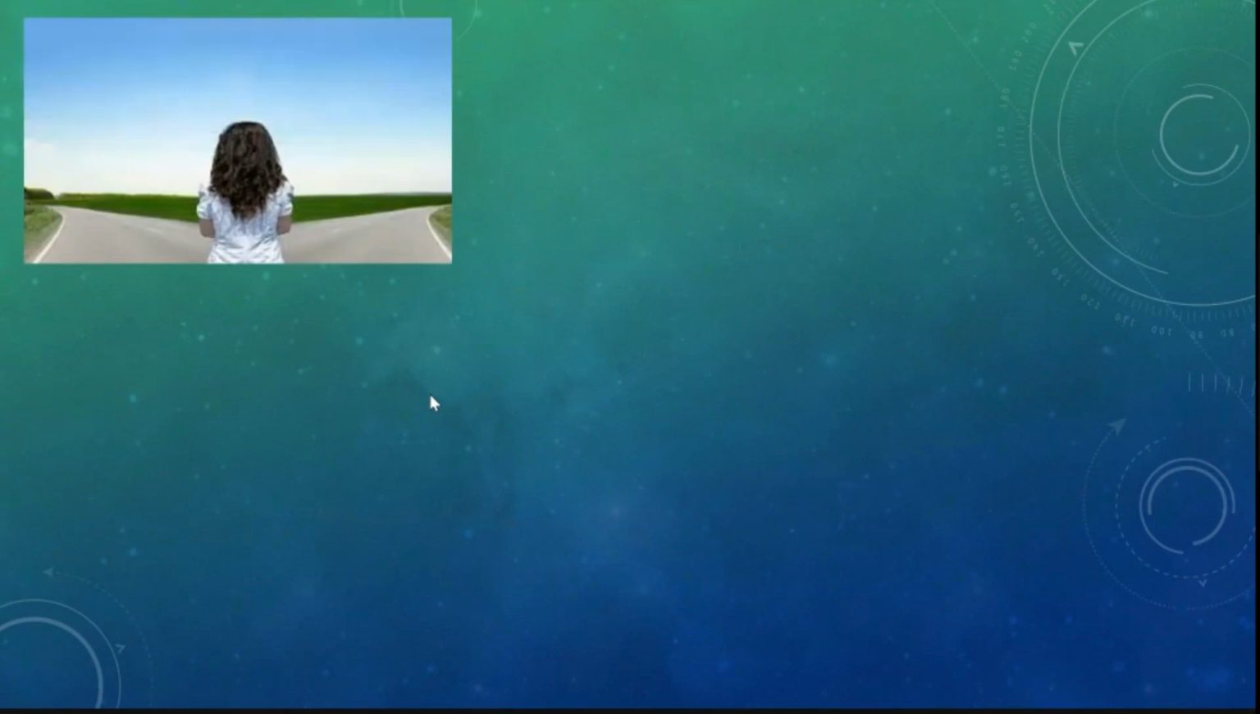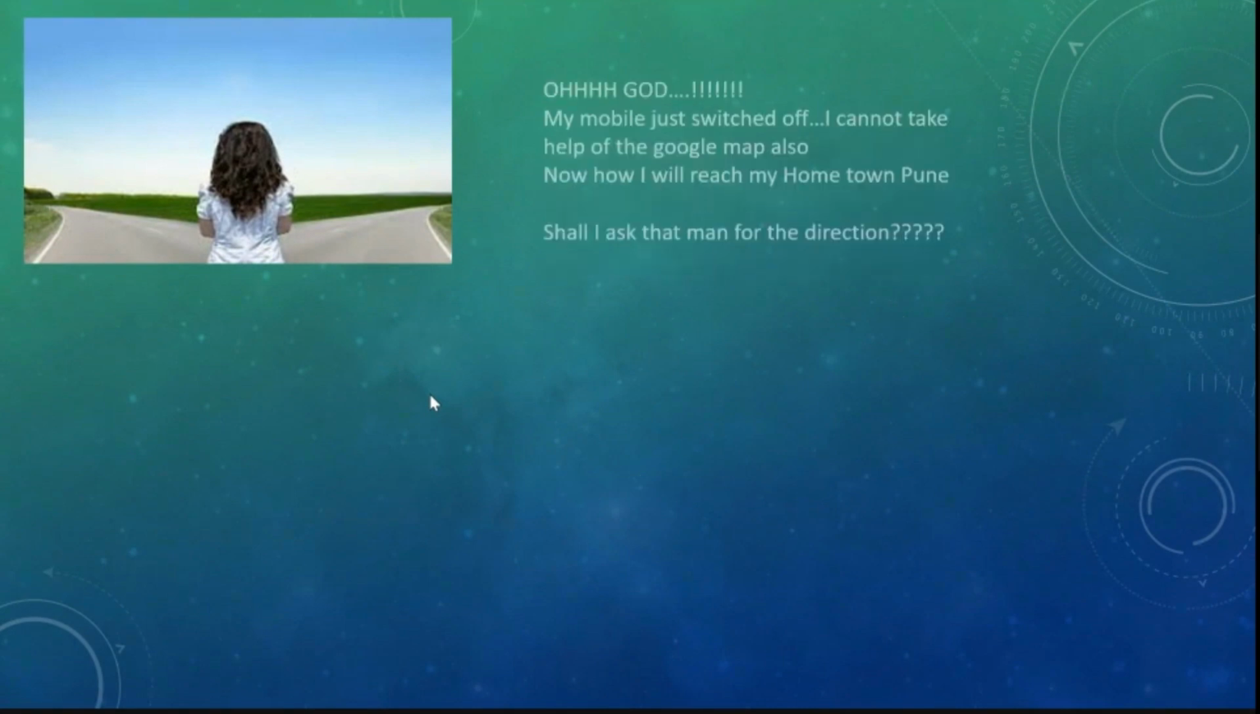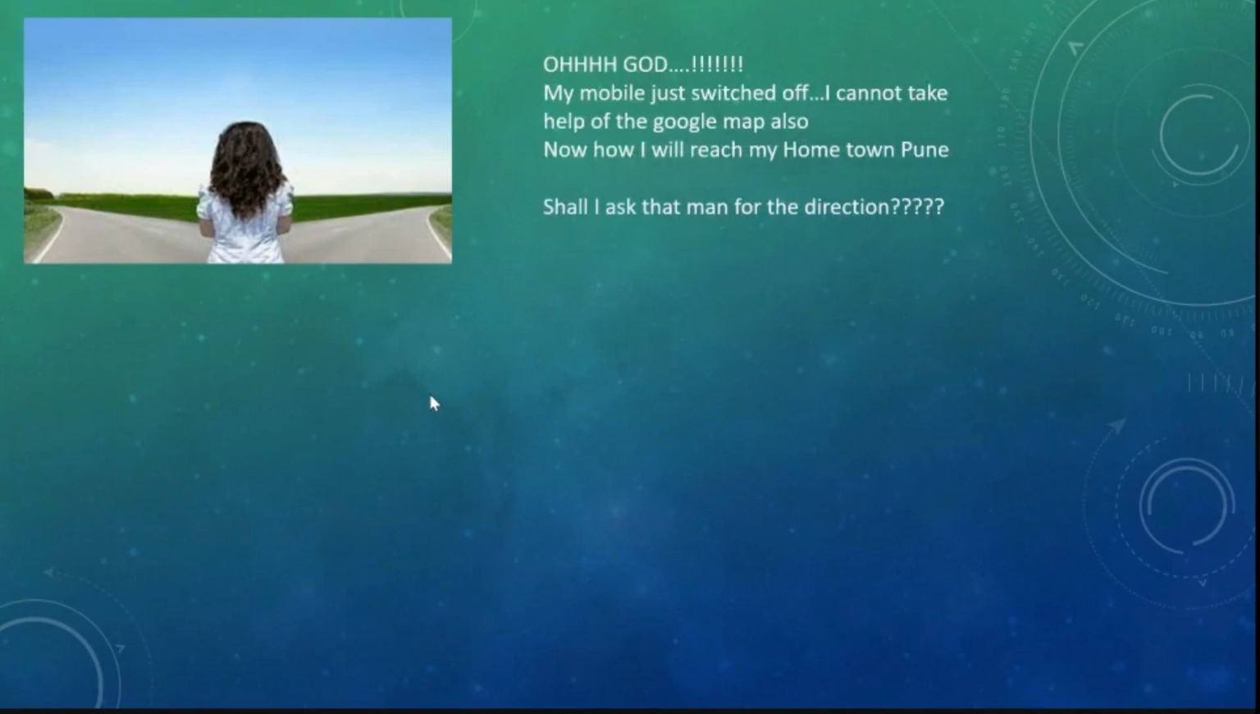Suppose consider this as a story. Suppose I am standing on a road where the road parts in two different ways. One way goes to the left and one way goes to the right. Now I want to go to my hometown Pune. But oh God, what happened? My mobile just switched off. I can't take help of Google Maps either. Now, how will I reach my hometown, Pune? This is a really big question for me because I don't have any help, but I know that I have to reach Pune. So, Pune is my final destination, which is called a label in supervised learning.